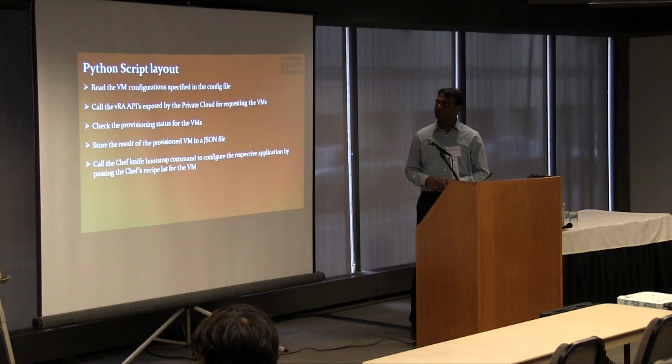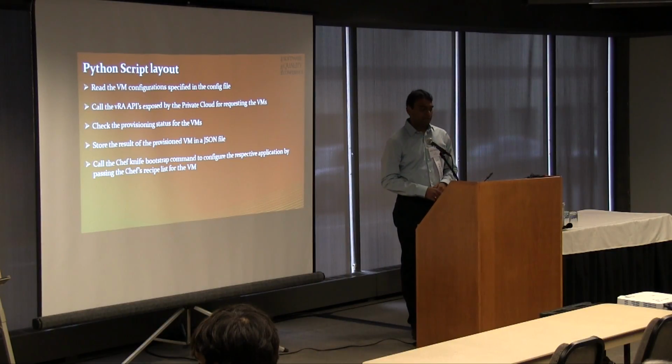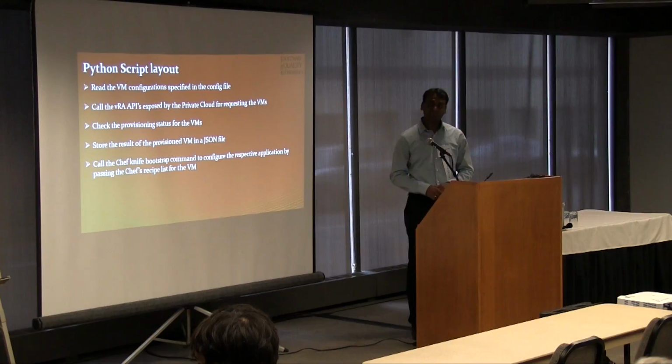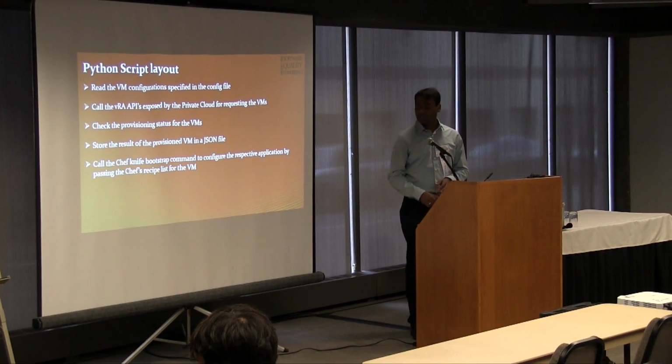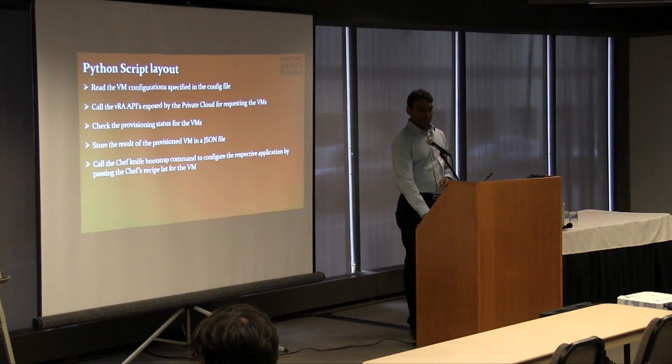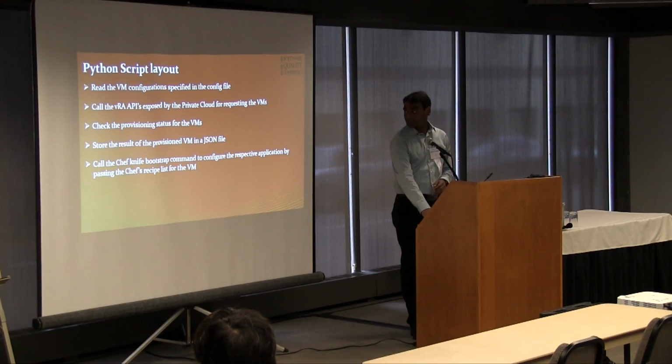To give a basic layout of the Python script: it reads the VM configurations from the config file. It will call the VRA APIs exposed by the cloud services platform. Then it will check the provisioning status of the VMs, whether it passed or failed. And then it will store the results of the provisioning in a JSON file. Finally, we call the Chef bootstrap commands to configure the respective application.